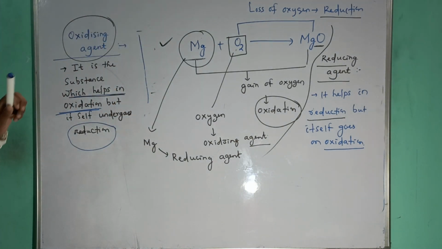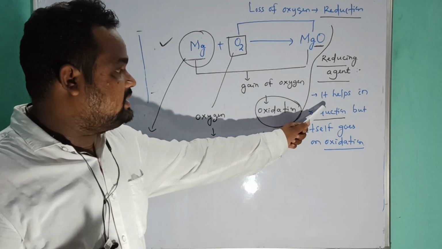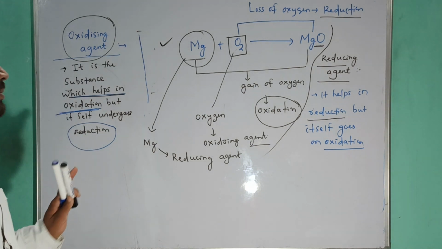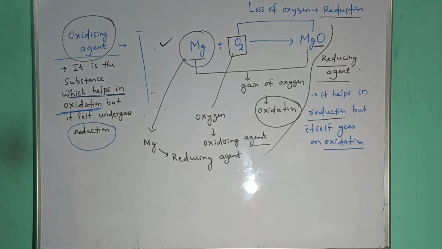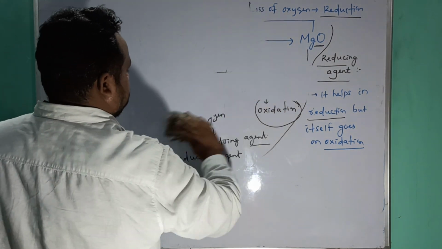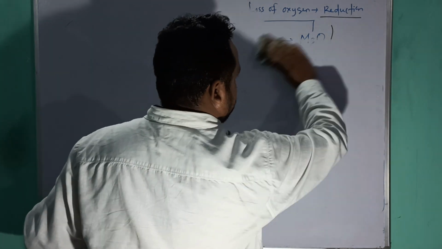Oxidizing agent means help in oxidation, but itself undergoes reduction. Reducing agent means help in reduction, but itself goes on oxidation. Clear? This is the basic thing. The maximum questions of Redox reactions you can solve if you understand oxidation, reduction, oxidizing agent, reducing agent. Now we will take one more example. You can pause the video and write. One more example is a book example.